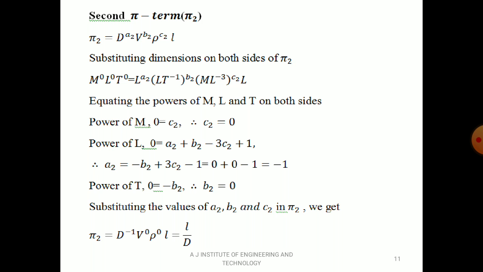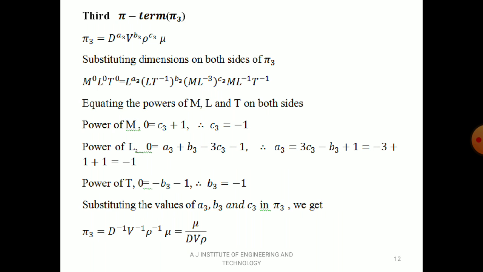Now we got values of b2 and c2, so we can write expression for a2 from equation 2. Therefore a2 equal to minus b2 plus 3c2 minus 1. So b2 and c2 values are 0, 0 plus 0 minus 1, so a2 value is minus 1. Now we can substitute values of a2, b2 and c2 in pi 2. We can get value of pi 2 as pi 2 equal to d to the power minus 1, v to the power 0, rho to the power 0 into L equal to L by d. D to the power minus 1 goes to denominator and becomes d to the power 1. So expression for pi 2 is L by d.